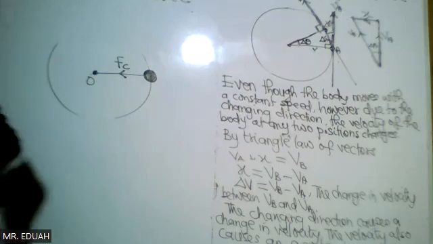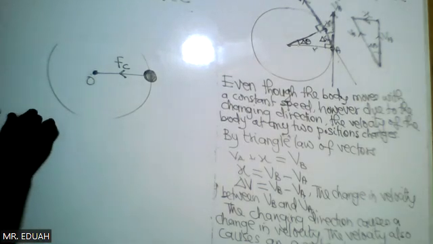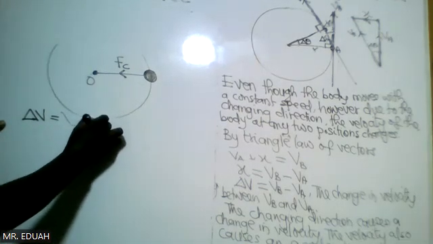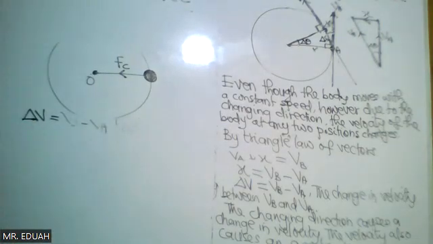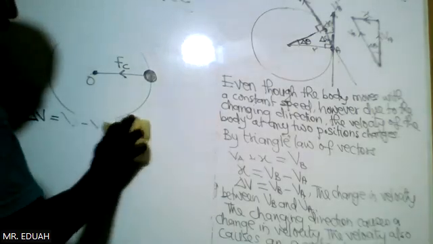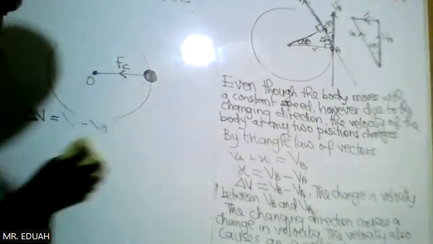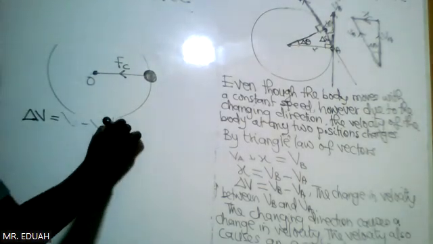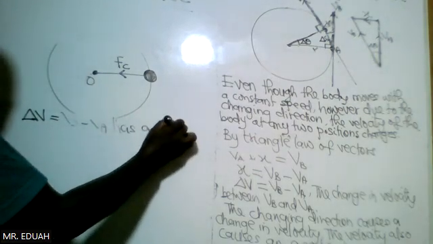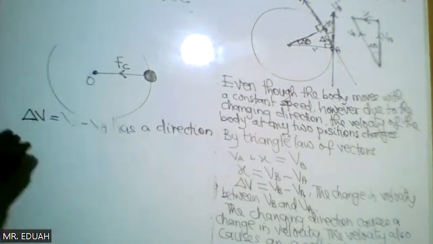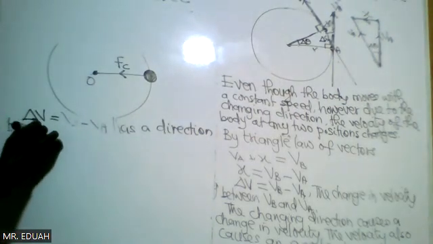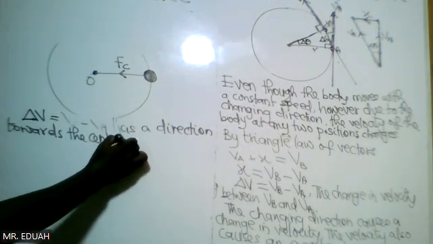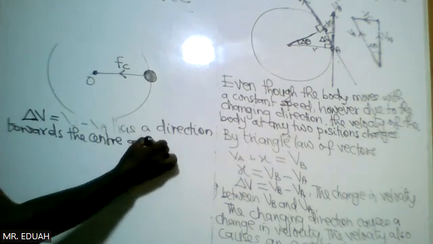So the change in velocity delta V, which is actually equal to VB minus VA, has a direction towards the center of the circle and along the radius.